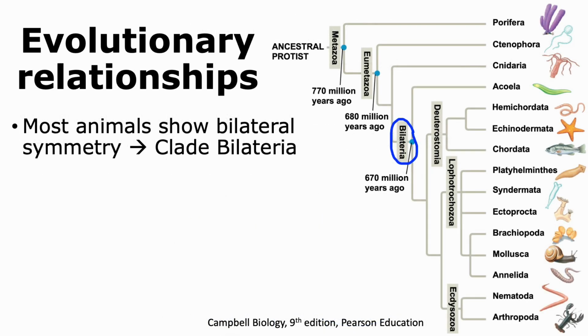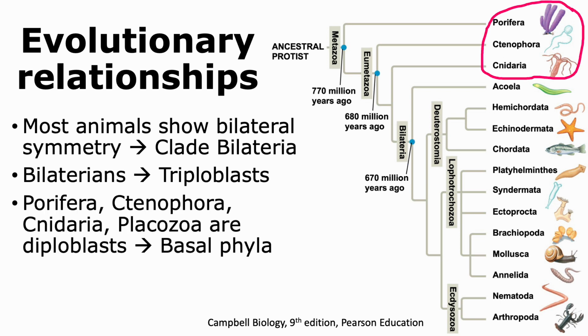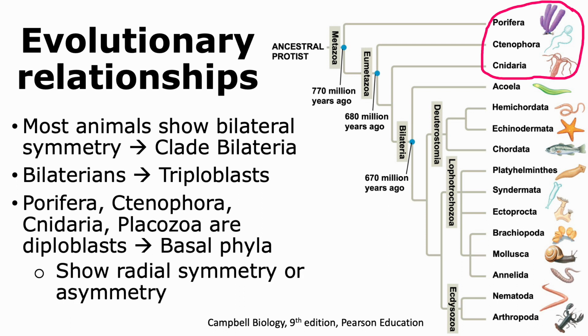Animals can be grouped into a clade based on their body symmetry. Most animals show bilateral symmetry and hence come under the clade Bilateria. All bilaterians are triploblasts. It should be noted that organisms belonging to the phyla Porifera, Ctenophora, Cnidaria, and Placozoa are diploblasts, and hence they don't tend to show bilateral symmetry and instead show radial symmetry or no symmetry at all. The organisms belonging to these phyla are considered to be the basal phyla.